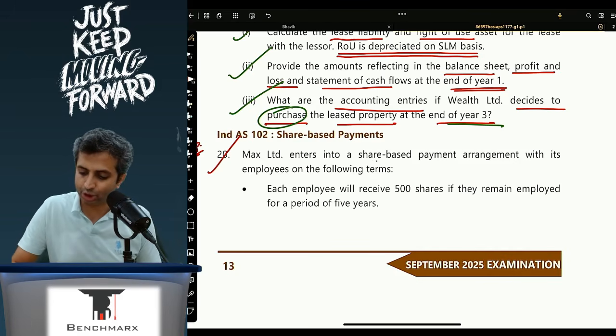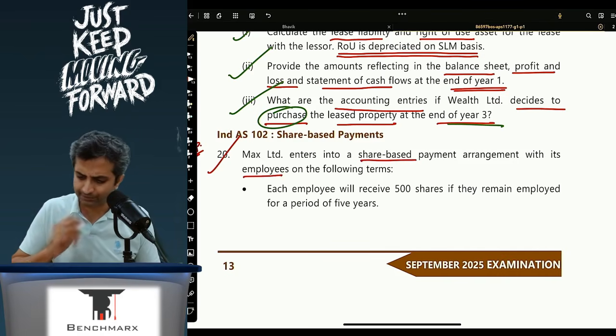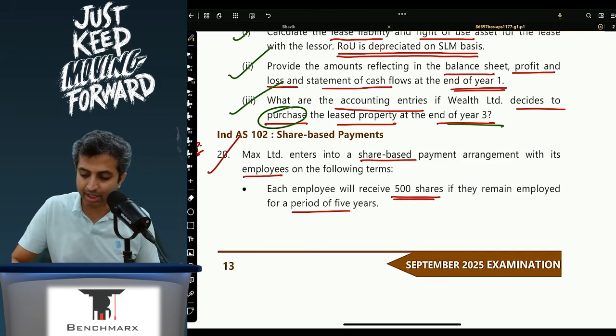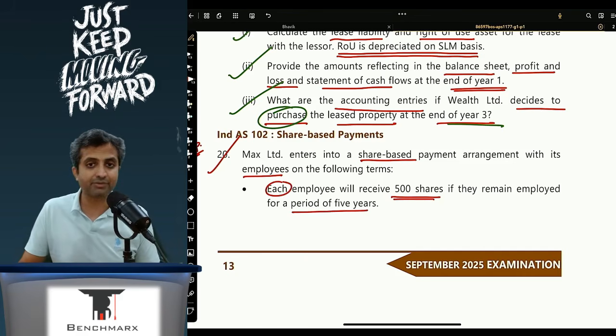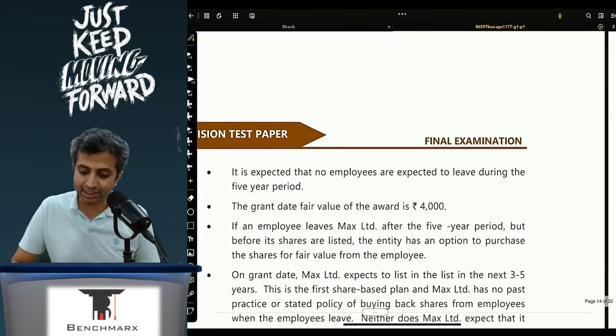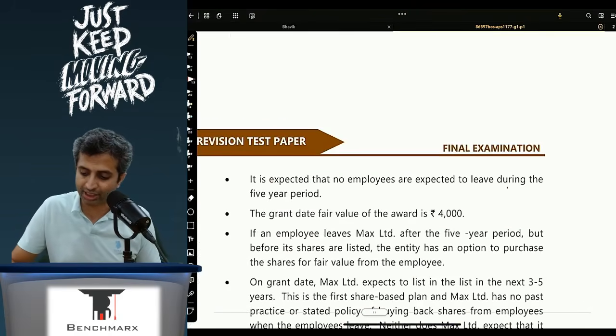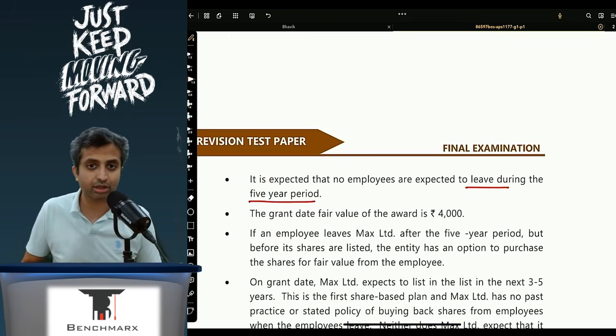So Max enters into a share-based payment arrangement with its employees on the following terms. Each employee will receive 500 shares if they remain employed for a period of 5 years. So this is a vesting period of around 5 years. No employees are expected to leave during the 5-year period. So this will be for all the employees.